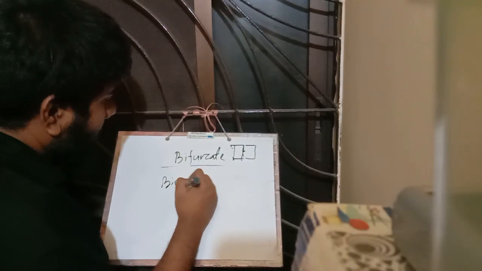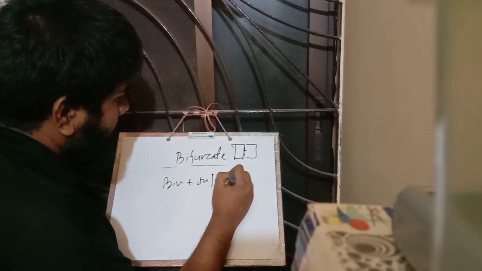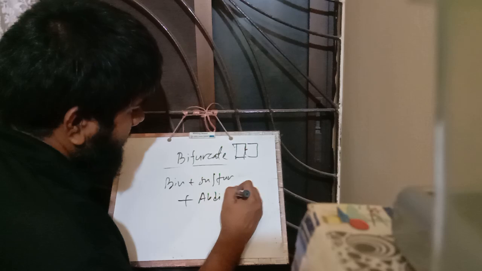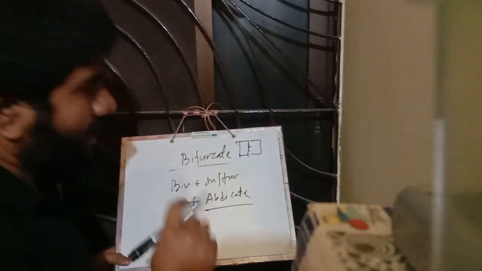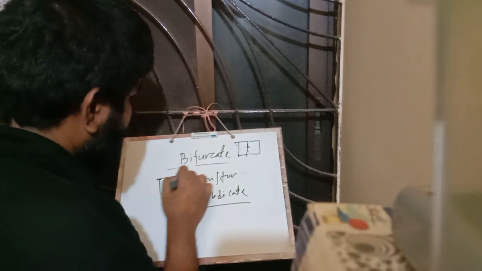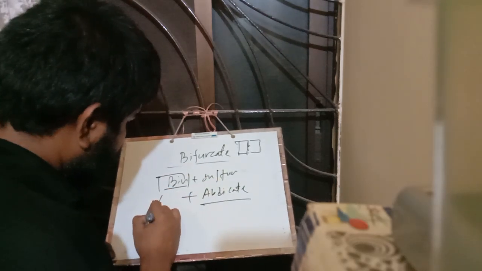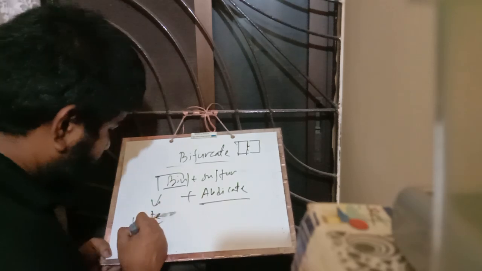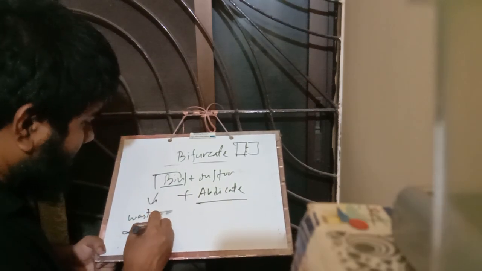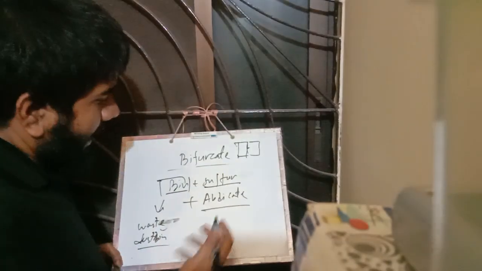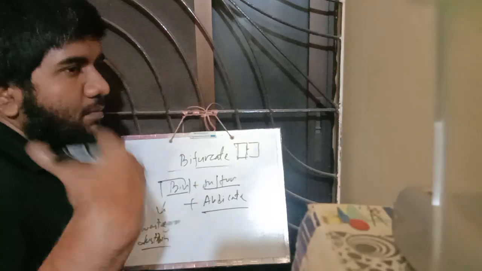Bin, sulfur, plus abdicate. What does abdicate mean? Abdicate means to remove something. Okay, so bin is like a waste bin, or you can say the dustbin, where you put the wastage you have produced. Sulfur is a kind of element, and abdicate is to remove something.